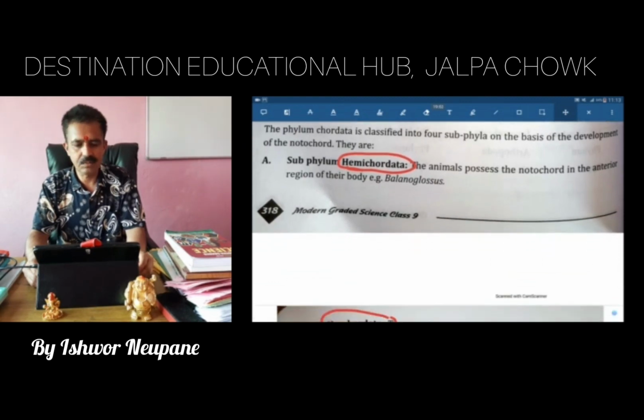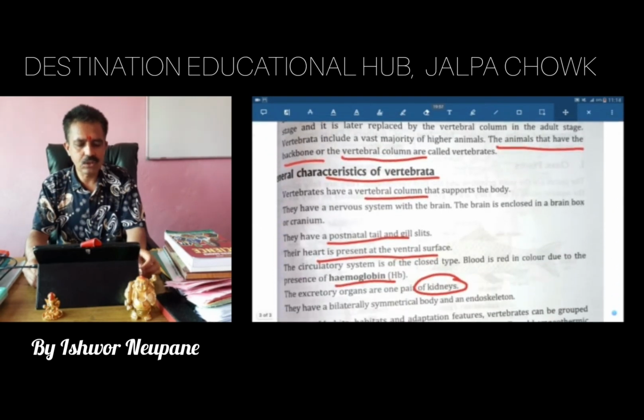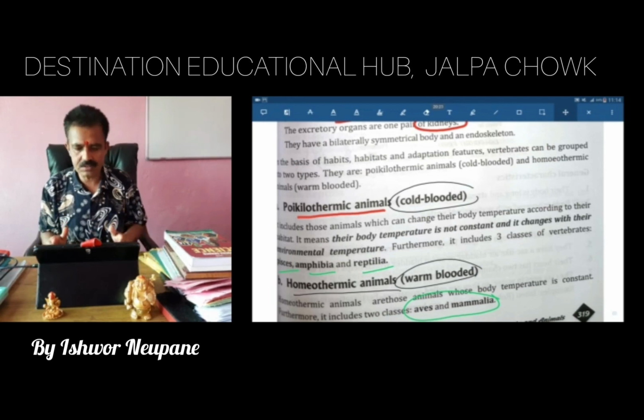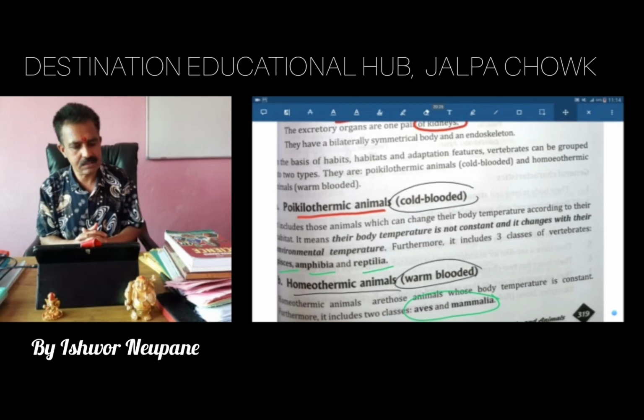Write the subphyla of chordata and write any 2 salient features of Vertebrata. Any two salient features of Vertebrata. Define poikilothermic animals and homothermic animals. You got the questions? Now, write down the answers correctly.